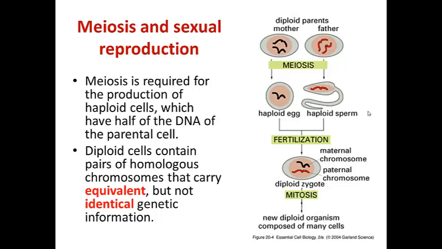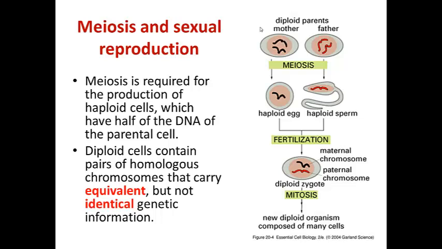So here you can see that we have two parental cells, one from the mother, one from the father, and these cells are diploid, so they have pairs of chromosomes. These pairs of chromosomes are homologous. That means that each chromosome carries equivalent information, but the information doesn't have to be identical.